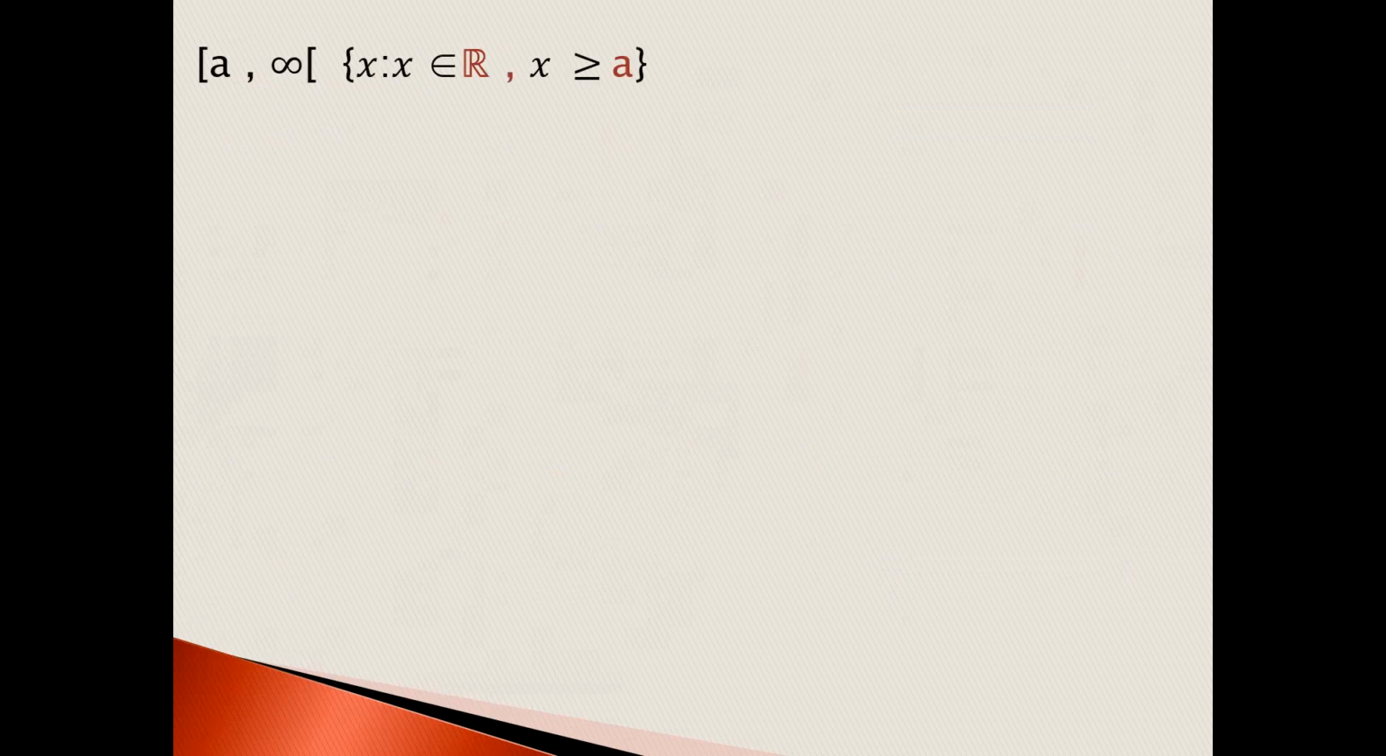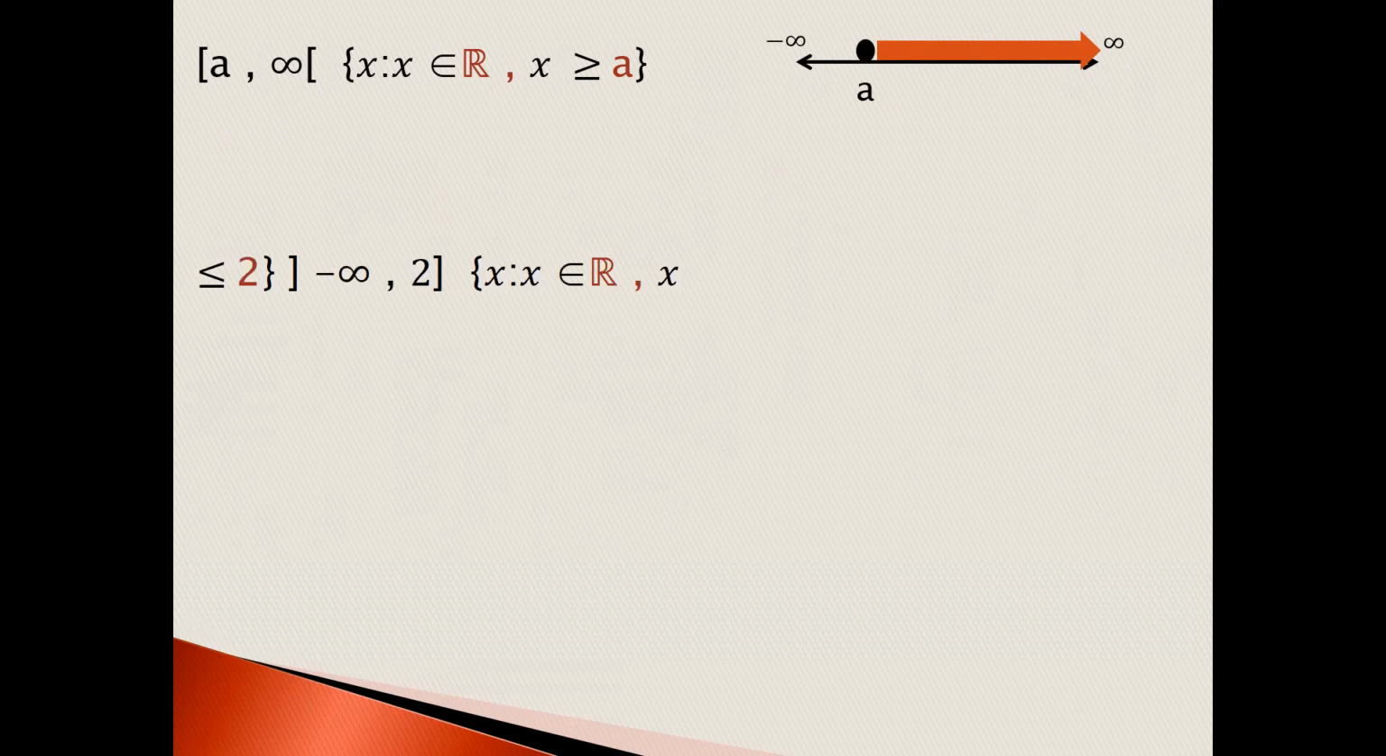Here I have a and infinite, which means that a is closed, because I have here x more than or equal. Or equal means that it's closed. X such that x belongs to R, x more than or equal a. Next, I want to write that on the number line, so I'll put a point on A and go to the right direction because I want the numbers more than A.